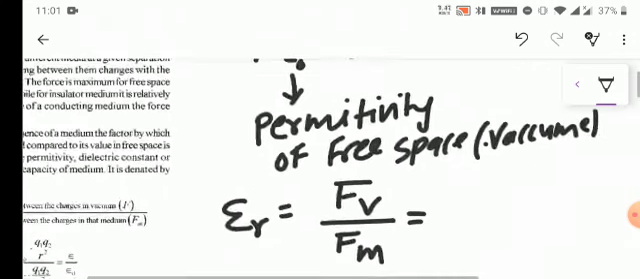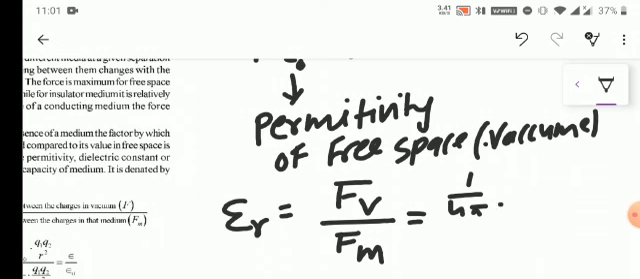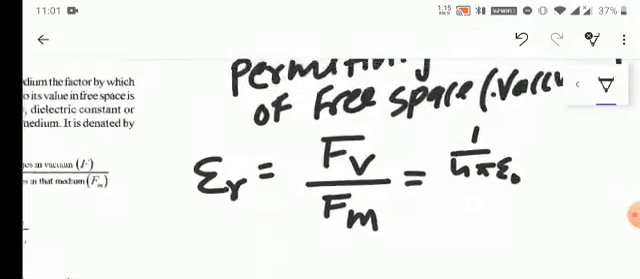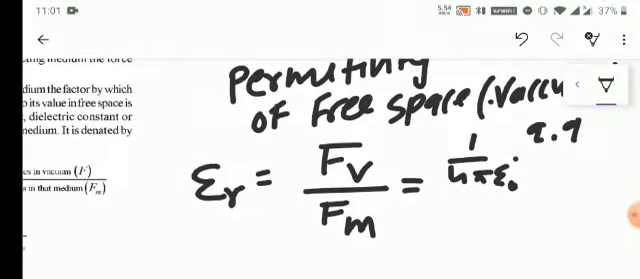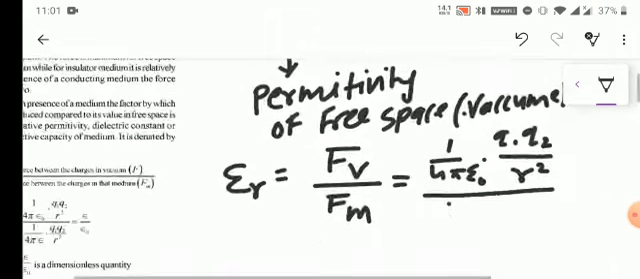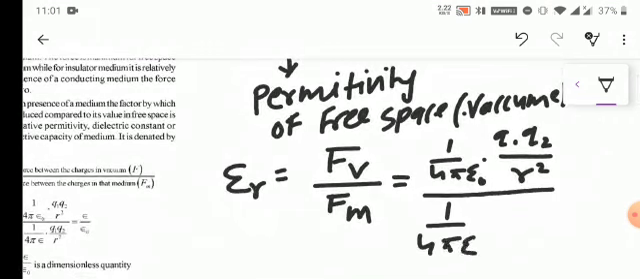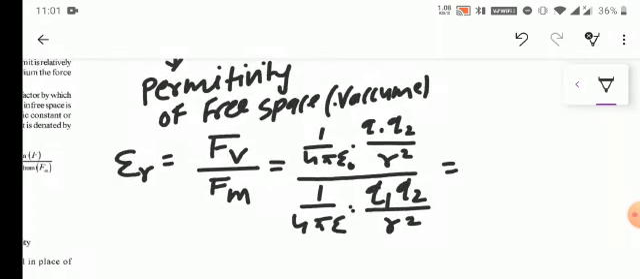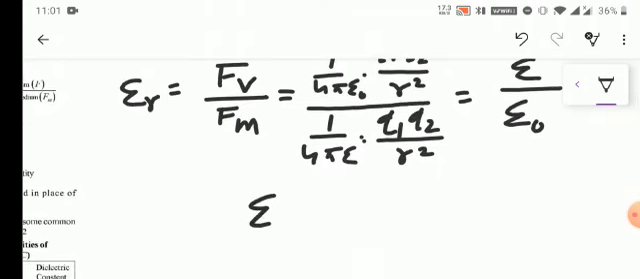We know that the force in vacuum is equal to 1 upon 4 pi epsilon naught into q1 q2 upon r square, and the force in the given medium is equal to 1 upon 4 pi epsilon into q1 q2 upon r square. If you cancel out and simplify, you get epsilon upon epsilon naught. So the relative permittivity is equal to epsilon upon epsilon naught.